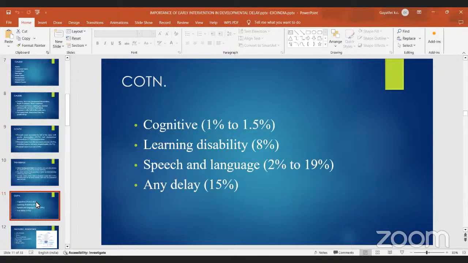Next, depending upon the domains. For the cognitive development domain, 1 to 1.5% of the babies are affected. In learning disabilities, 8% of the people are affected. 2% to 19% of the people are affected in the speech and language domain itself. In this, the baby is not exploring by themselves. The parents give so much attention to them, as the only child or otherwise, and the baby is not allowed to speak anything. So they are not aware of this. And if the baby has a delay in any one of the domains, it comes to around 15%.